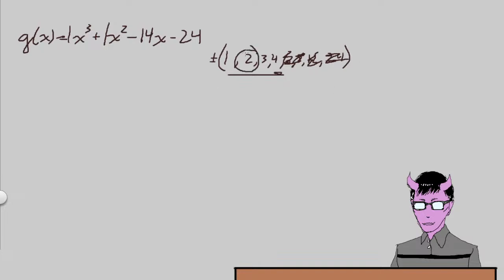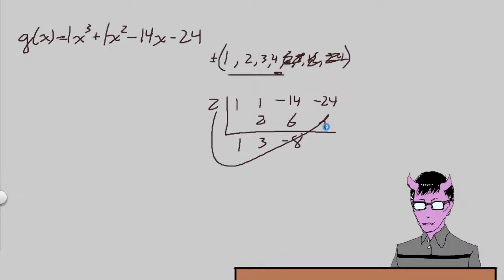Let's pick something more intermediate this time. Let's pick 2 as our 0 candidate. Copy paste the coefficients or extract the coefficients to populate your synthetic division chart. There it is. And usual procedures. So product, sum, product, sum, right?